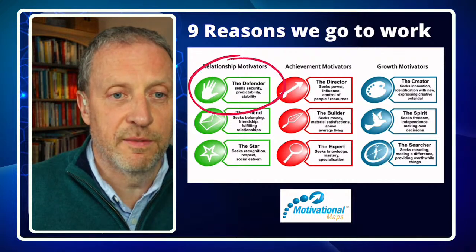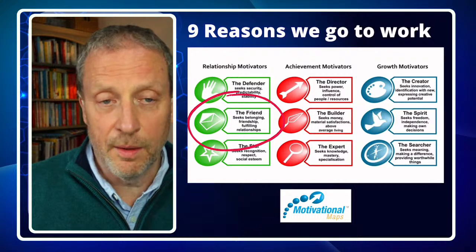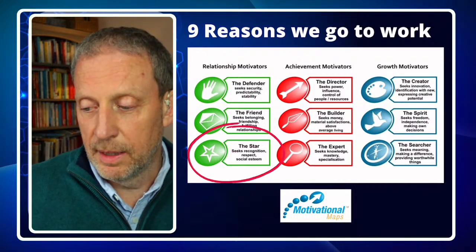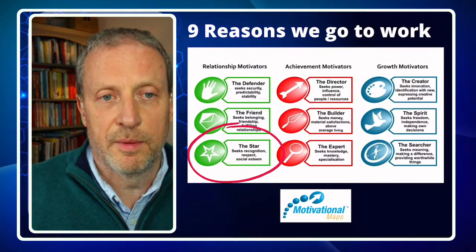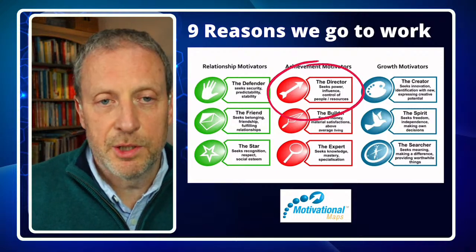Firstly, there's the defender motivator, which is about security, stability. Then we have the friend, which is about belonging. Then we have the star, which is about recognition from others. And they're the 3 relationship motivators. Then we have the 3 achievement motivators.